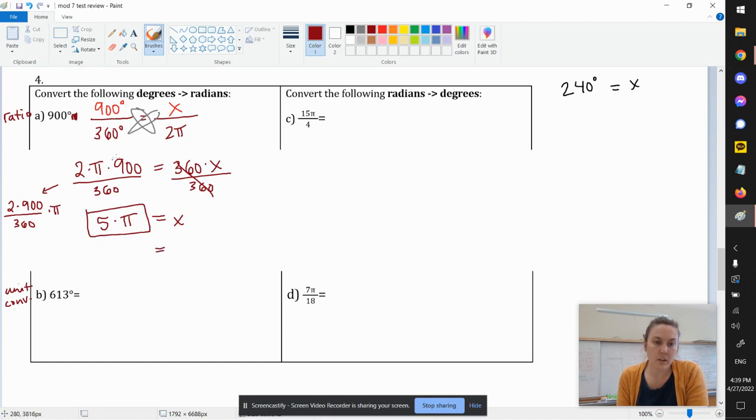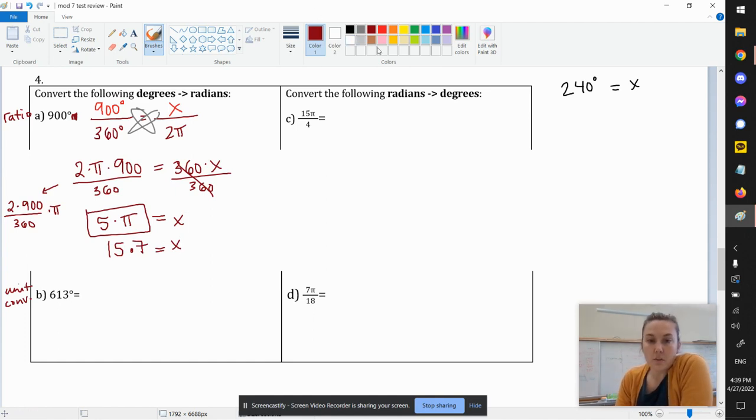Or if I really wanted to, I could just plug this entire thing into the calculator, not just the non-pi part. So 2 times 3.14 times 900 divided by 360 and get 15.7. Either one of these works.